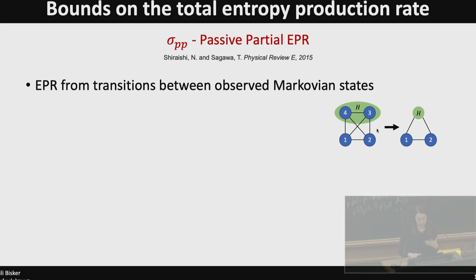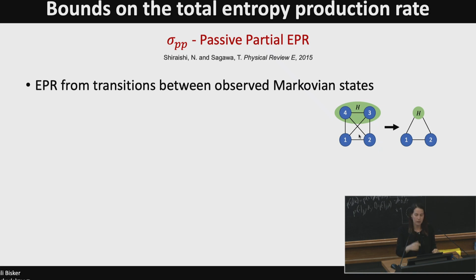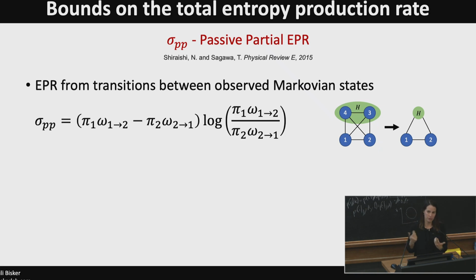So we have the system that I've described before. I have 4 states. I cannot resolve 3 and 4, so I only see H. The 2 observed microstates are 1 and 2, and of course the transitions between them. So here I calculate the entropy production rate from the transitions between the observed Markovian states. This is the formula: instead of summing over all the links, I only take the term that corresponds to the 1 and 2 link, which is between the 2 observed Markovian states. So this is just one term out of the sum.